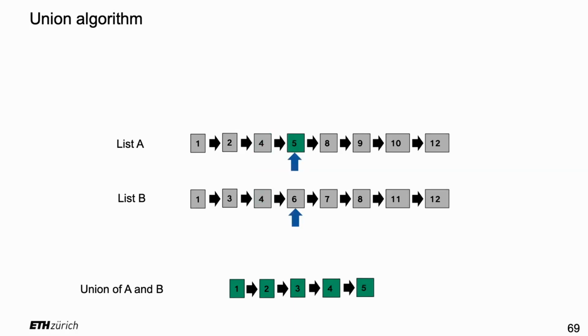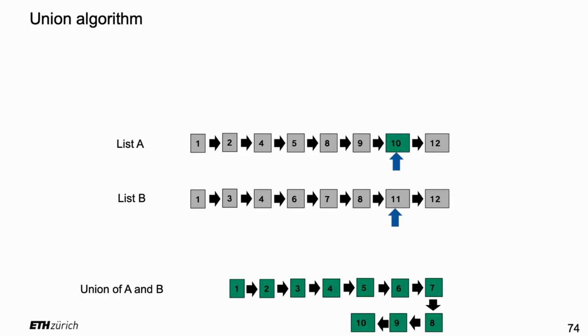Now the smaller one is 5, we output it and move it. Now the smaller is 6, we output it and move it. Now the smaller is 7, we output it and move it. Then 8 and 8, that's the same. Move both pointers after outputting it. Now 9 is the smallest, we output it and move it. 10 is the smallest, we output it and move it. 11 is the smallest, we output it and move it.